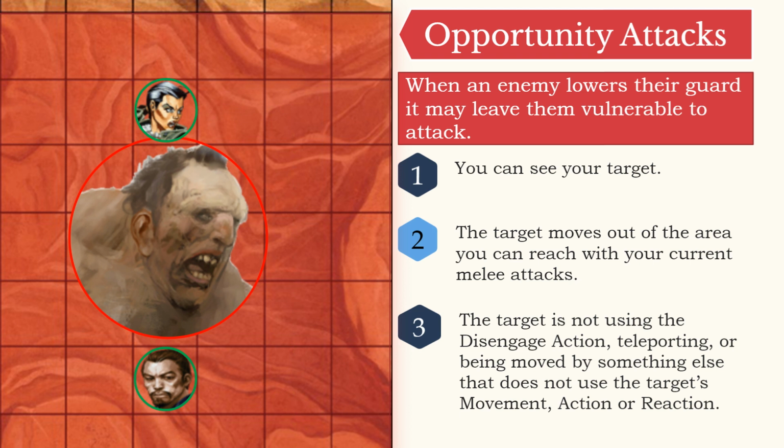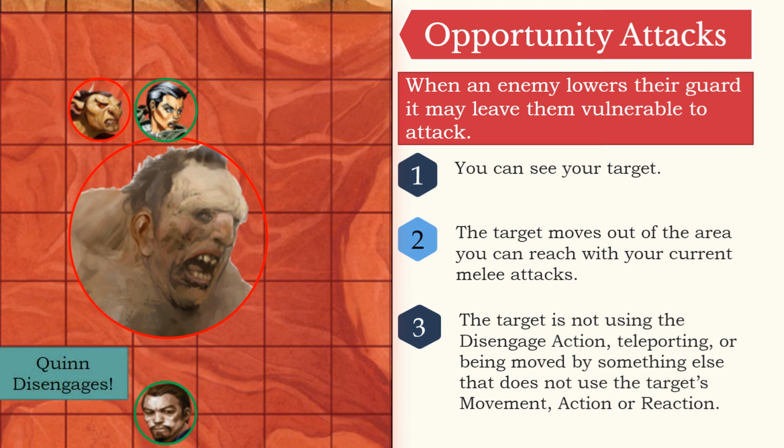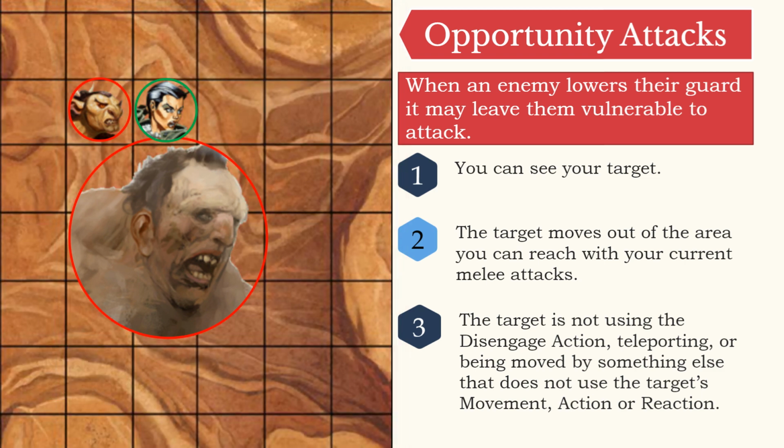In our third example, Quinn uses the disengage action and moves 30 feet away from the giant and does not provoke an opportunity attack because he used disengage. In our last example, the giant succeeds at a shove attack against Jazeera, pushing her a square away from the goblin. Does the goblin get an opportunity attack on Jazeera for moving out of its reach? No, the goblin doesn't, because her movement was forced by someone else using an effect that did not use her action, reaction, or movement.